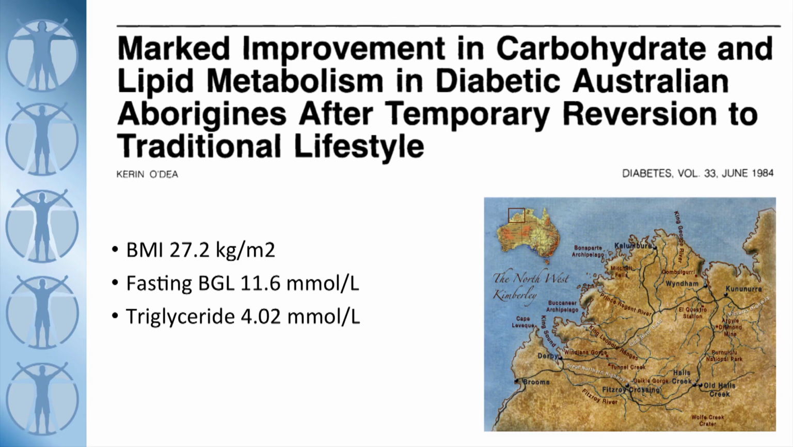This study took 10 diabetic Aborigines who all met the criteria for metabolic syndrome. They lived in urban areas, and they were recruited for a 7-week trial where they went to live a traditional lifestyle, eating a traditional diet, and this was conducted in the Puntajan community, about an hour's light plane flight north of Derby. So what happened? Short answer, things got better.